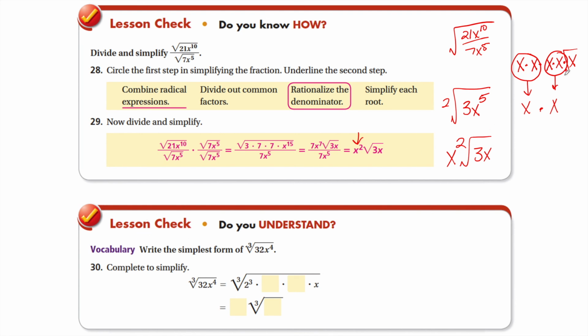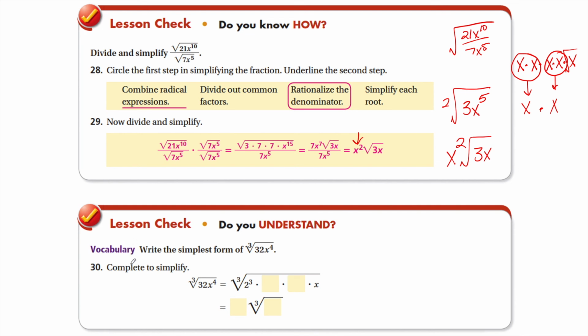Now the one thing I will say is this: since we did take the square root of something, we ended up getting out an actual variable. The variable needs to be positive. However, x squared will always be positive, so we don't have to worry about writing the absolute values.